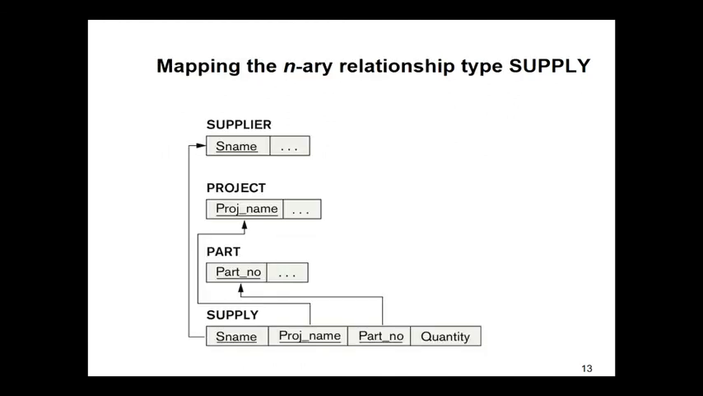Okay, so if we were to draw that, the supplier, project, and part are all individual relations, and to get to the individual quantity field, we needed all three of those. Okay?